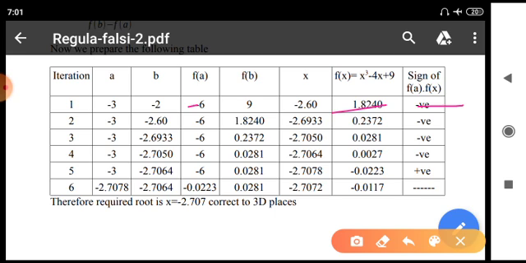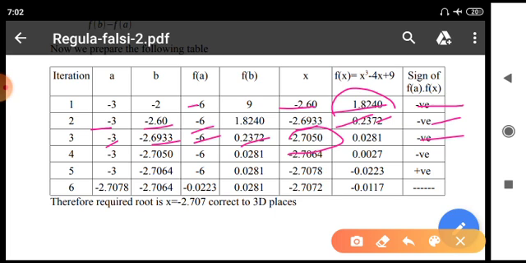Now f of a is negative, f of b is positive, so the product has to be negative. If the value is negative, then we have to write x value under the column b. We have written here. Minus 3 is a value, f of a remains the same, f of b we can copy from here. Then again if we calculate x, we will get it as minus 2.6933. So f of x we calculate, 0.2372, we get again f of a into f of x comes out to be negative. If it is negative, we have to write x value under the column b. So a is the same, f of a is the same, f of b value is copied from here. Again if we calculate x, we will get minus 2.7050, and f of x we get 0.0281.